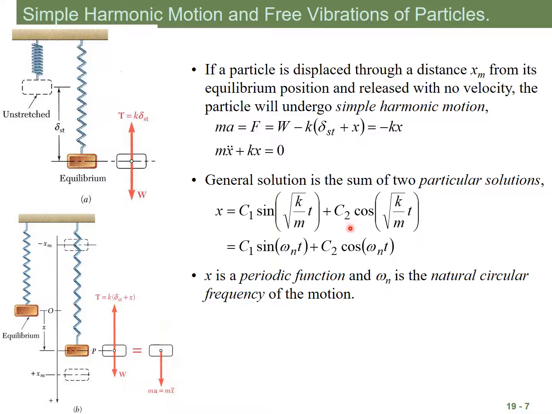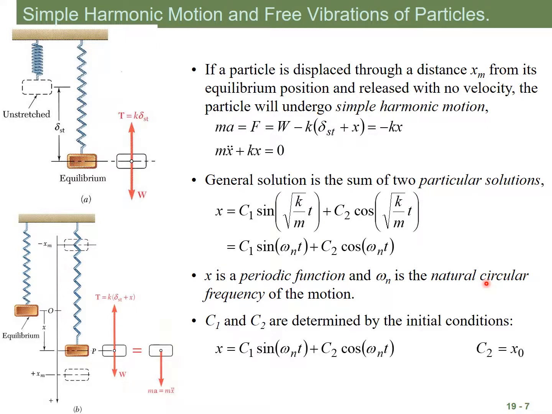In order to figure out what these constants are, we have the position as sine and cosine. Take the derivative of position and you get velocity. So sine goes to cosine, cosine goes to sine. And we're going to plug in our initial conditions.